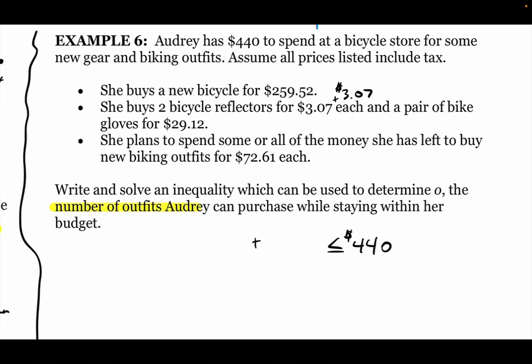So the fixed is going to be all of these guys here. 294.78. Those are all the fixed costs because that's what she already spent. It's fixed because it already happened. She's already bought one bike, 2 reflectors, 1 pair of gloves.